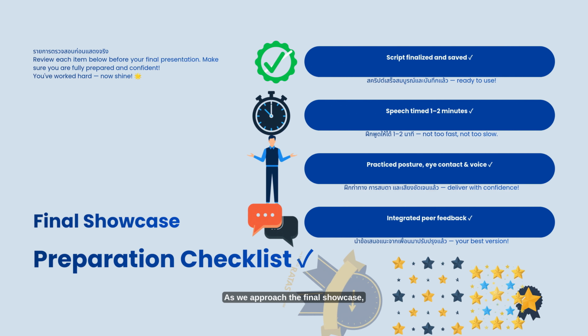As we approach the final showcase, it's crucial to ensure you're fully prepared and confident. Let's go over the preparation checklist to make sure you're ready to shine in your presentation. First, confirm that your script is finalized and saved. Pause for emphasis. This is your roadmap, so having it ready means you can focus on your delivery. Next, ensure you've timed your speech to be between 1 to 2 minutes. This range is optimal, allowing you to present your ideas clearly without rushing or dragging.